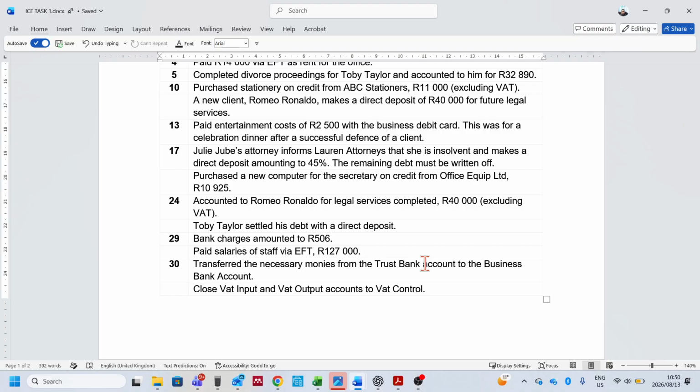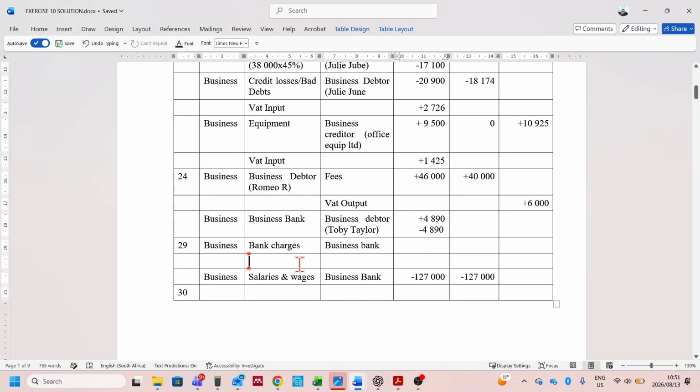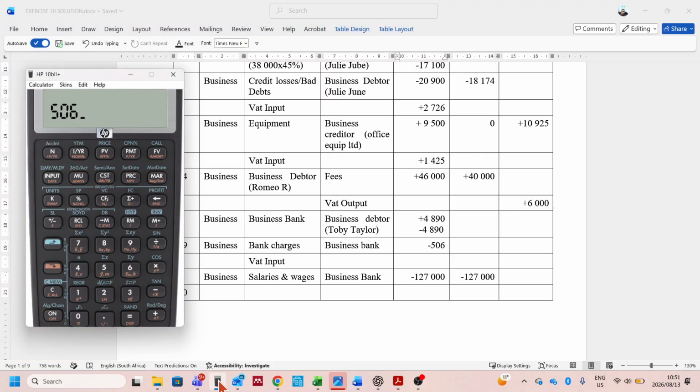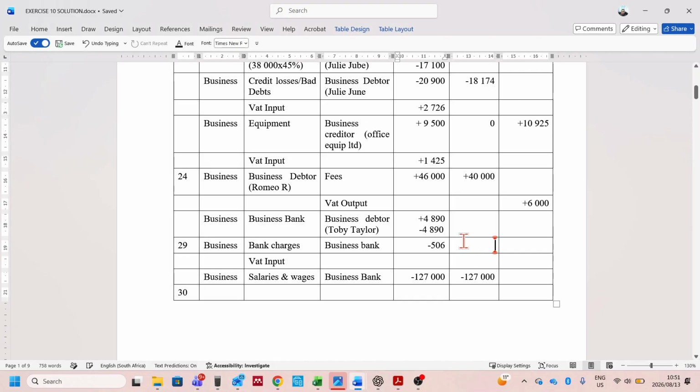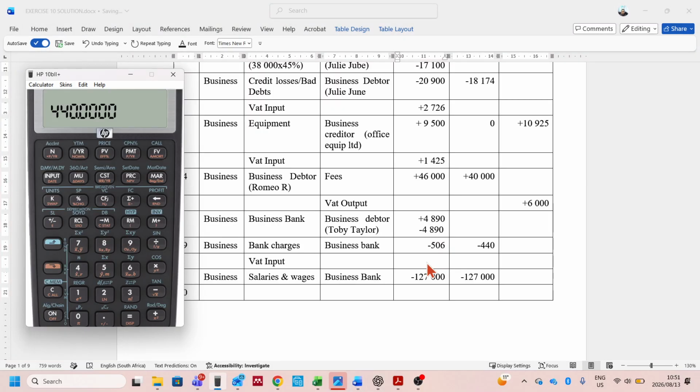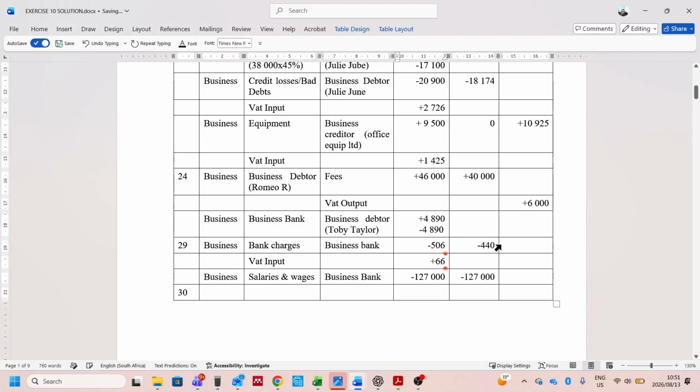So the accounts affected are bank charges, your business bank, and the third account, VAT input. So this means that on the debit side we're also going to have VAT input. The total amount we paid, 506, is a decrease in our assets. Then we said 506 divide by 1.15. This gives you 440, which is the actual cost for the bank charges. Then the VAT will be 66 Rand. And then this transaction balances.